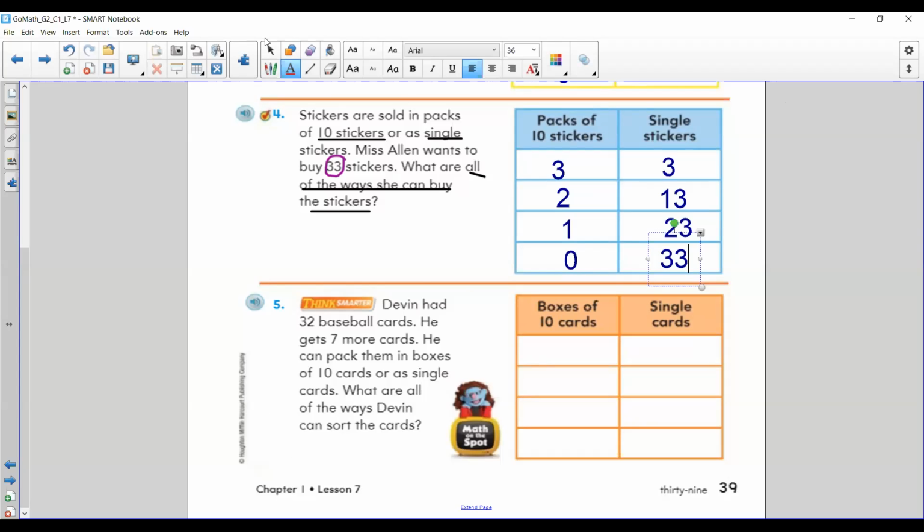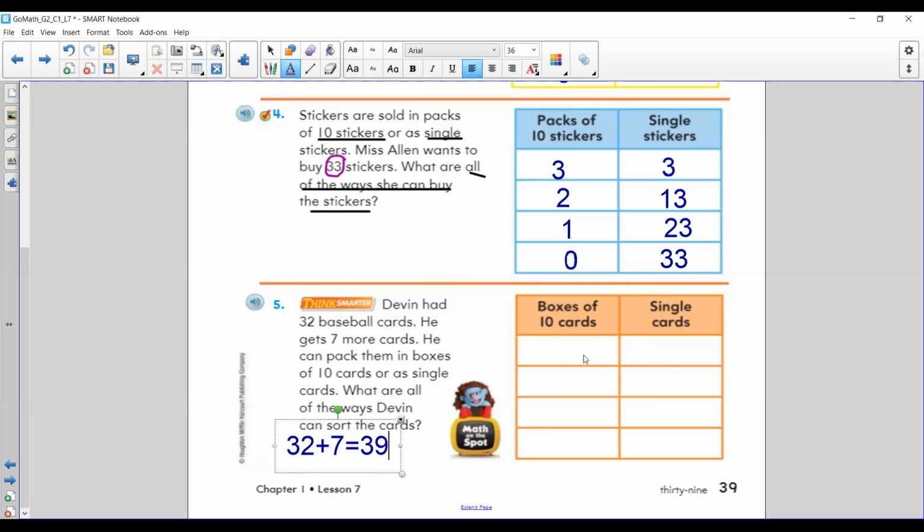Okay, that was a long one because sometimes math problems do take a long time. So let's make sure that we have this filled in properly. First of all, Devin had 32 baseball cards, but then he gets 7 more cards. So that's very important, and that's why in the video we had to add 32 plus 7. And 32 plus 7 is 39.